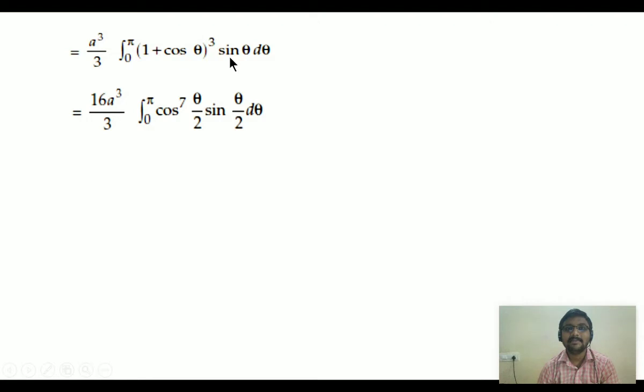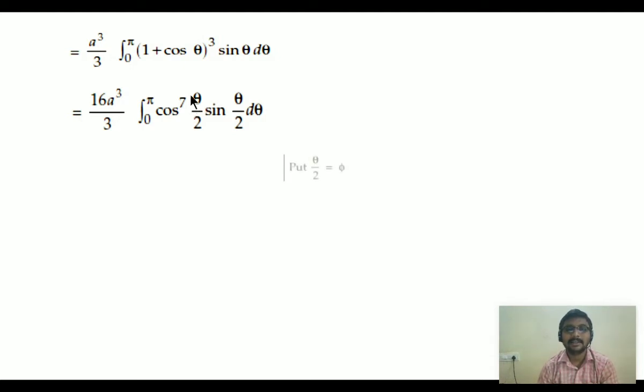But sin theta can be written as 2 sin theta by 2 cos theta by 2. Just taking out the constant, we will have 2 into 8 is 16, and cos power 6 theta by 2 into cos theta by 2 is cos power 7 theta by 2, and sin theta by 2. So that is the simplification. We just have to know two formulas. The two formulas are 1 plus cos theta is 2 cos square theta by 2, and the sin theta formula is 2 sin theta by 2 cos theta by 2.